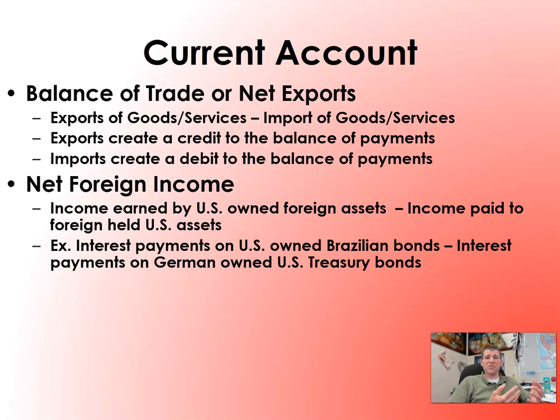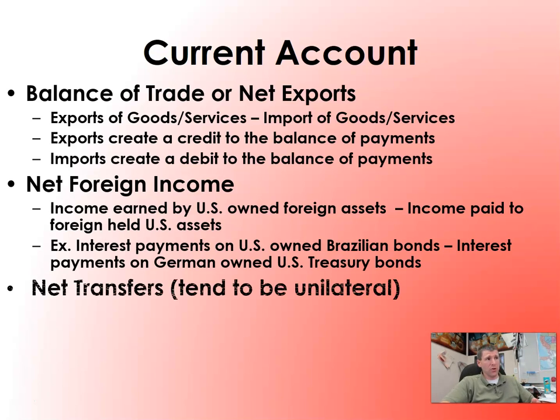But income from foreign-owned assets is going to be in the current account. It could be interest from bonds. It could be income from factories, something like that, all right? So let's say that I own a factory in Canada. I already own that factory. When I'm getting income from that factory in Canada, that would fall into the current account. And because the money would be going from the Canadian factory to me in the U.S., that would be a credit to the U.S. current account because the money is coming in.